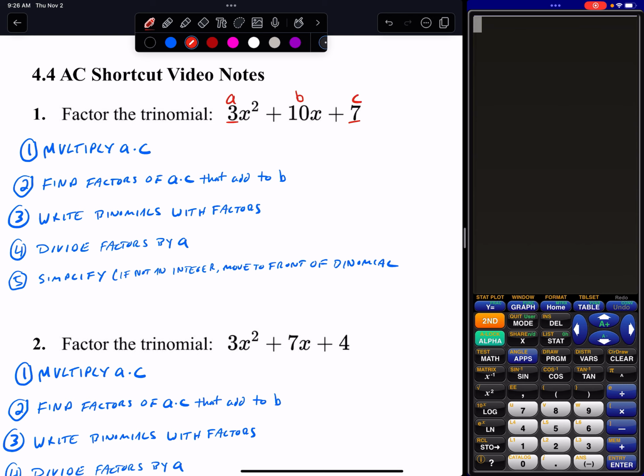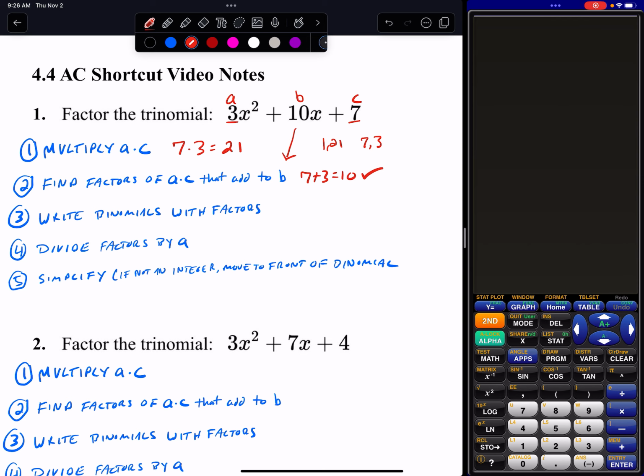So start by multiplying the A and the C. Okay, so 7 times 3 is 21. Right, now we want to find the factors of AC that add to B. Okay, so the B value is 10, and the factors of 21 are 1 and 21, and then 7 and 3. And look, as you notice, that 7 plus 3 equals 10, so we're good.